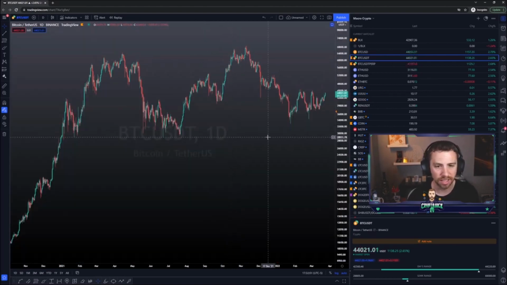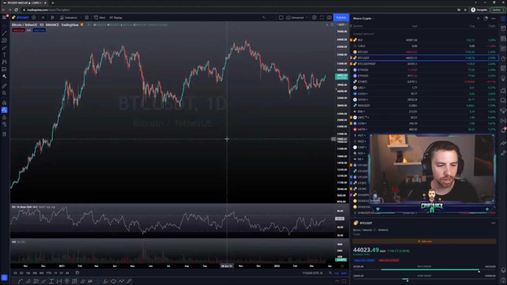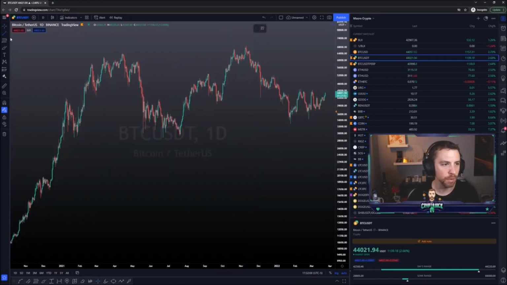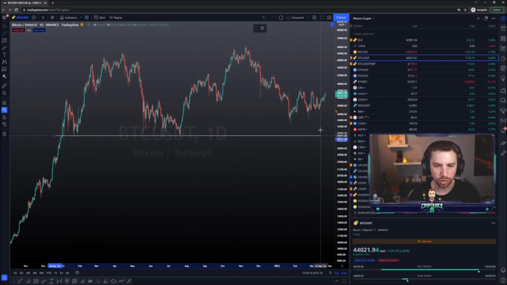Just double click. Get rid of all the other indicators. Get rid of your RSI. Get rid of your volume. Get rid of all that. Just double click. Let's look at that. And we're going to use one of our first tools. It's the very first thing under the crosshair on the top left. It's your trend line tool. We're going to click, we're going to hold shift, just drag over.